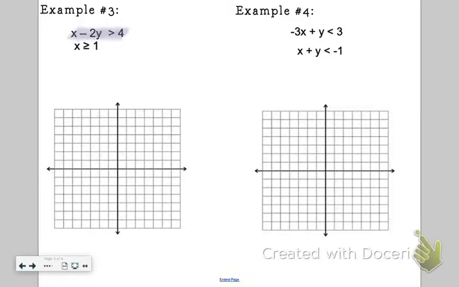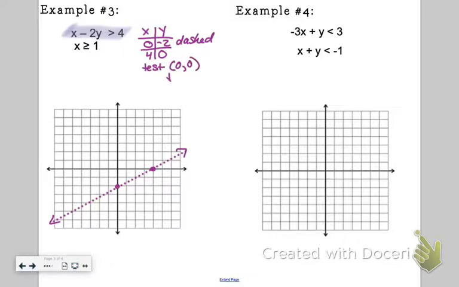All right, our next one, our first inequality is in standard form, so I'm going to use an intercept table, plugging in 0 for x, solve for y and get -2. Plugging in 0 for y, I get 4 for x. Go ahead and plot those 2 points. We're going to connect with a dashed line because of the inequality sign and test 0, 0 for true or false. We get a false statement, so we do not shade the side 0, 0 is on, we shade the opposite side.